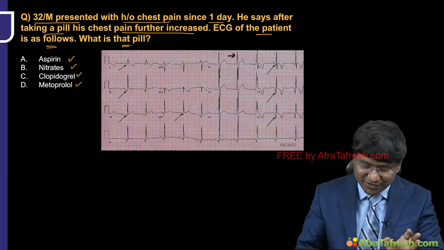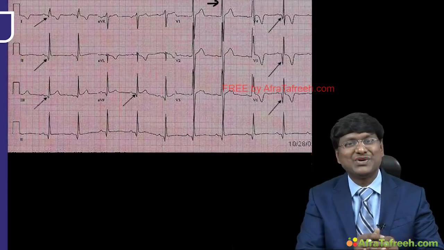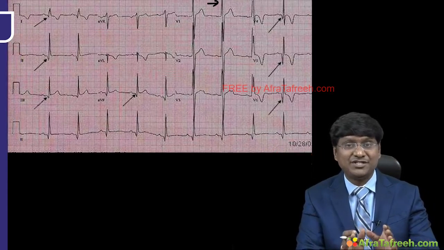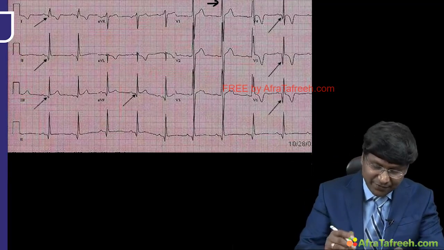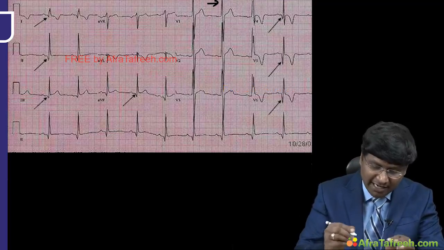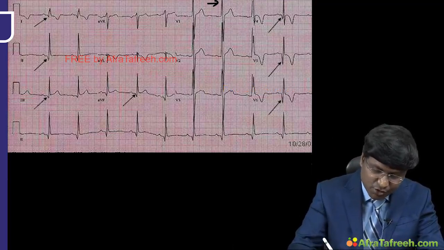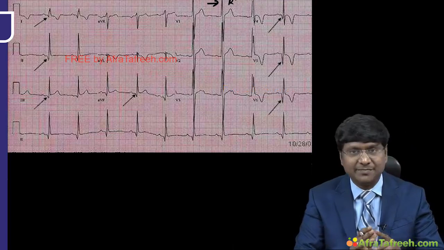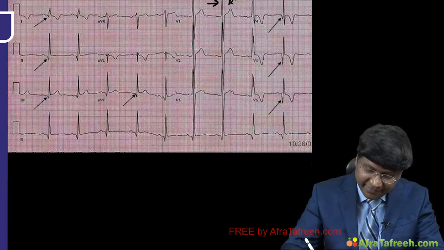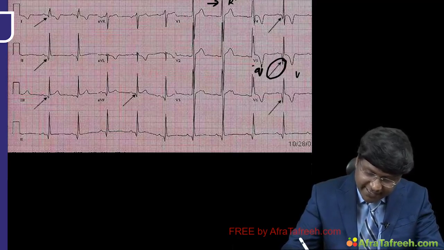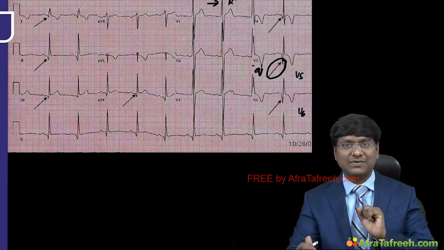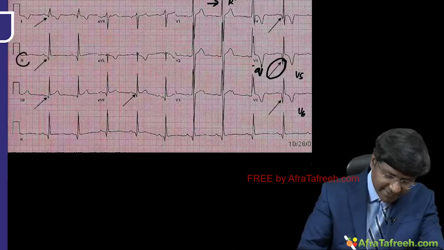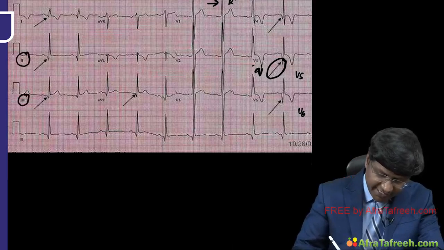So first of all, you need to understand the diagnosis of this particular ECG. This patient's chest pain is increasing upon taking the pill, and if you take the description of the ECG, I'll show you what abnormalities are there. Number one, you have a dominant R wave in V1. Next, you have the presence of dagger-shaped Q waves in V5 and as well as V6. And you also have dagger-shaped Q waves in 2, 3, AVF.